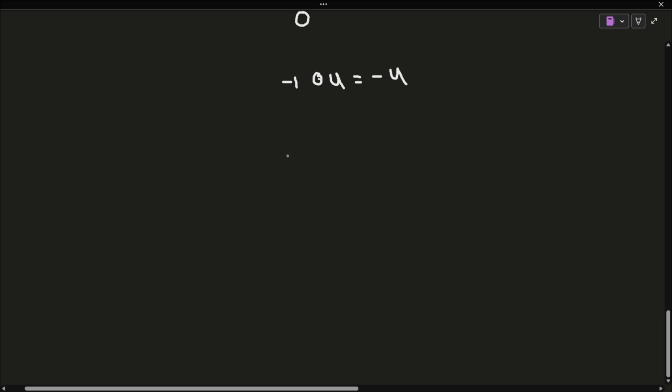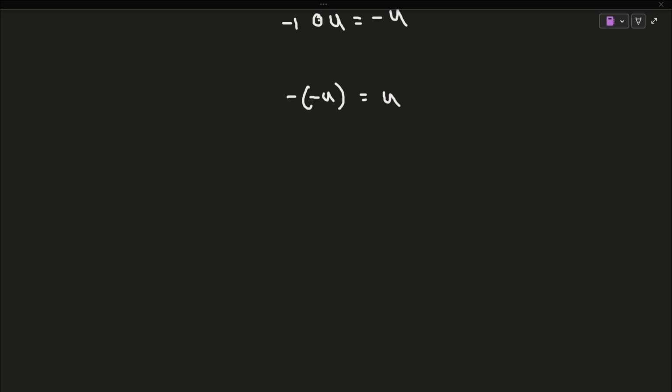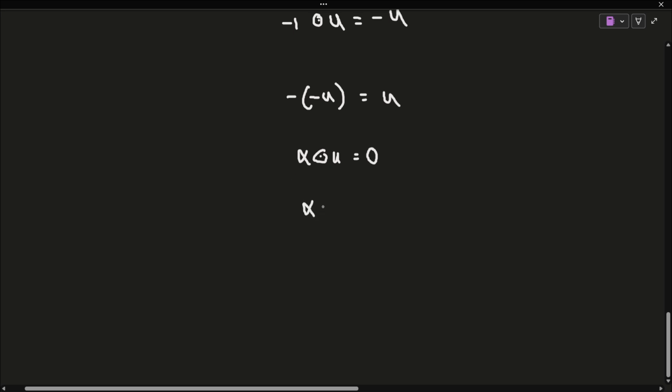And then one other thing is that the negative of a negative of a vector in a vector space is just going to equal the original vector. So this logically follows from everything you've learned. And another thing is if you have a scalar times a vector and that equals 0, then either the scalar has to equal 0 or the vector has to equal 0, obviously. And that pretty much sums up the theorems that you need to know for vector multiplication.